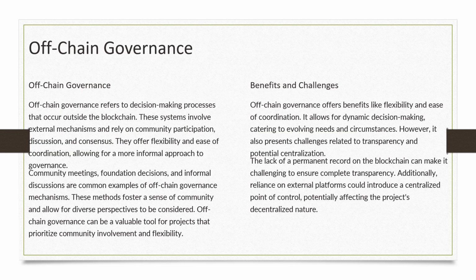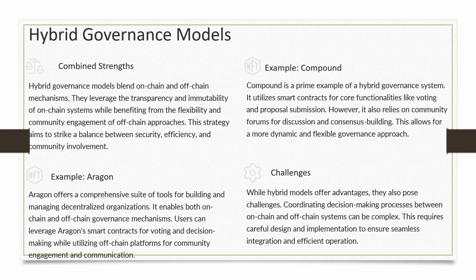Off-chain governance refers to decision-making processes that occur outside the blockchain, relying on community participation, discussions, and consensus. This approach offers flexibility and ease of coordination, allowing for dynamic decision-making. However, it also presents challenges related to transparency and potential decentralization, as the lack of a permanent record on the blockchain can make it difficult to ensure complete transparency. Examples include community meetings, foundation decisions, and informal discussions that foster diverse perspectives but may introduce centralized points of control.